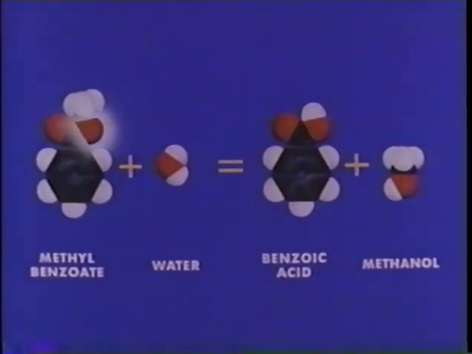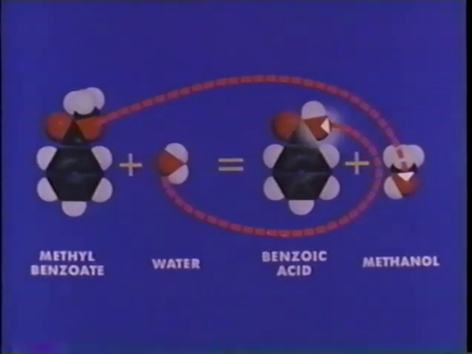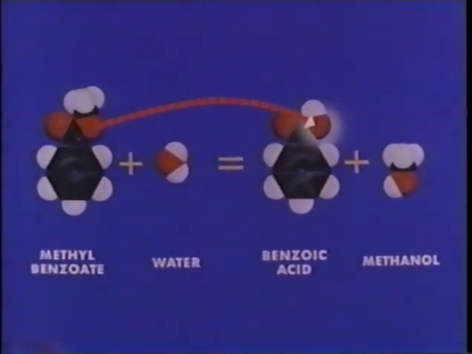Let's examine the possibilities. This oxygen atom in the methylbenzoate could end up in the alcohol molecule by remaining attached to the methyl group. If this happens, the oxygen from the water would end up in the acid molecule. Here is another possibility. This oxygen could end up in the acid molecule by staying with the benzene ring. In this case, the water would supply the oxygen for the alcohol.